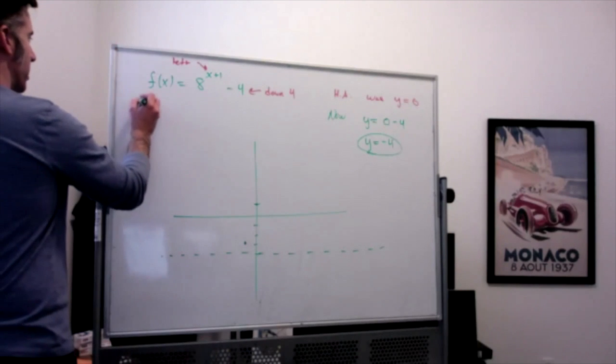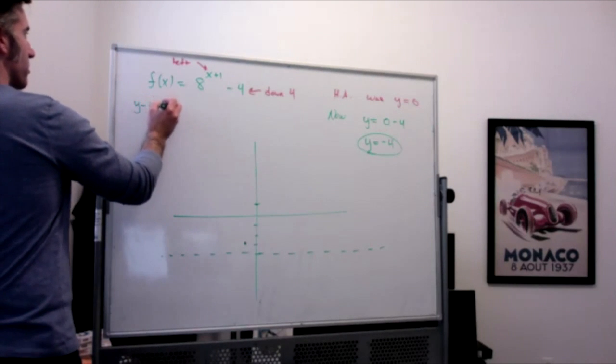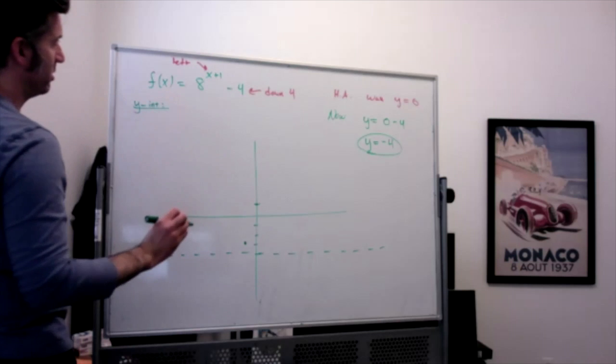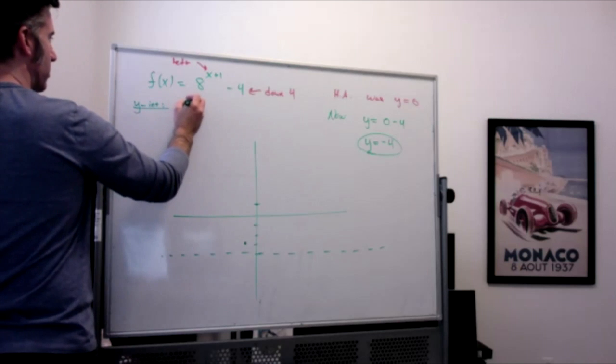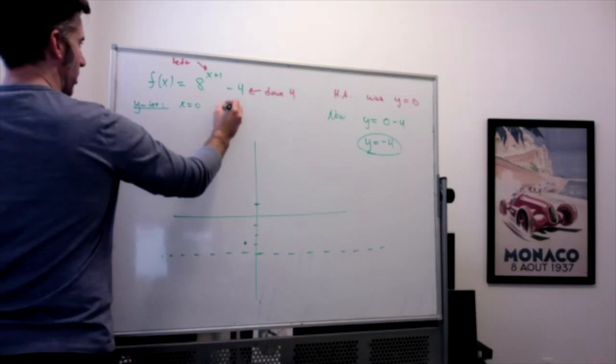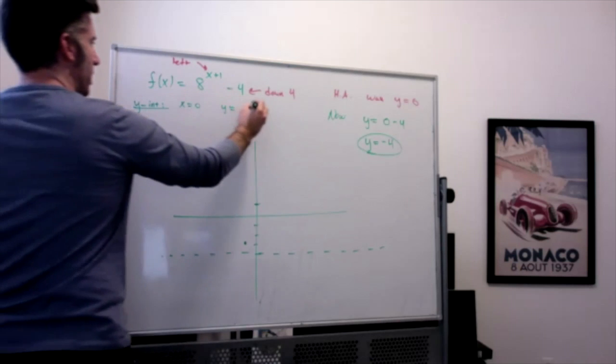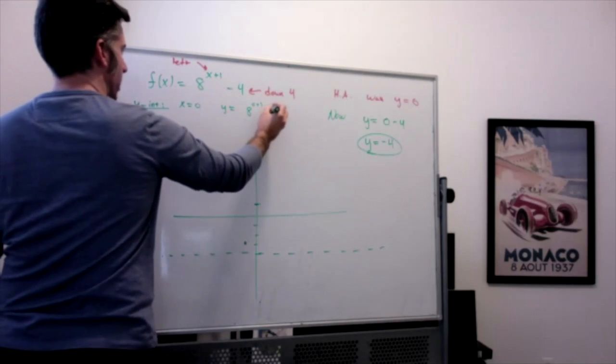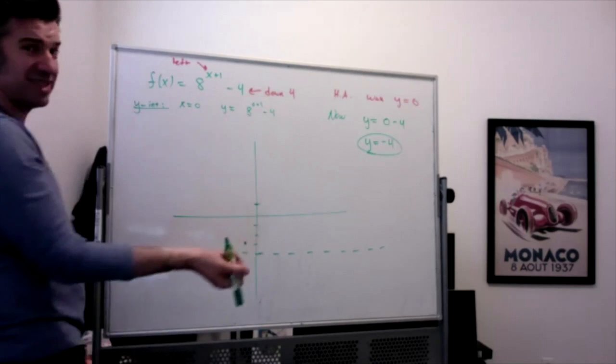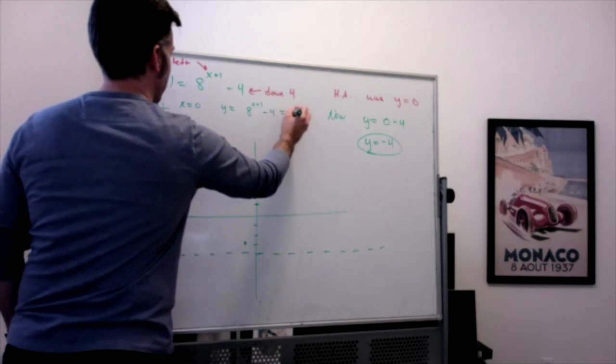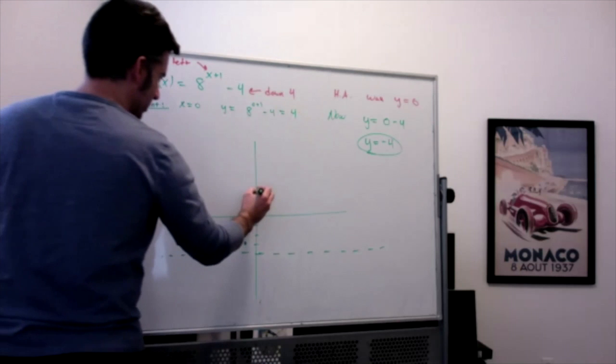So let's find the y-intercept. If I set x equal to 0, I'm going to get y equals 8 to the 0 plus 1 minus 4. 8 to the first is 8. 8 minus 4 is 4. So my y-intercept is positive 4.